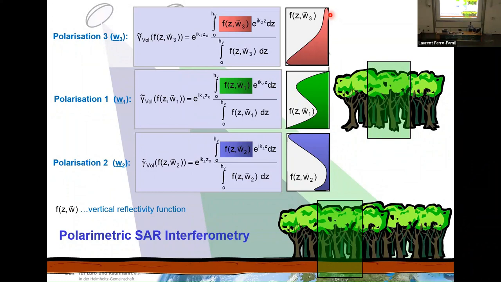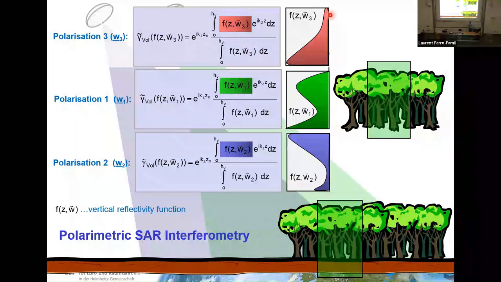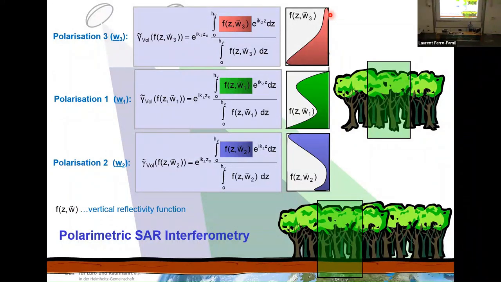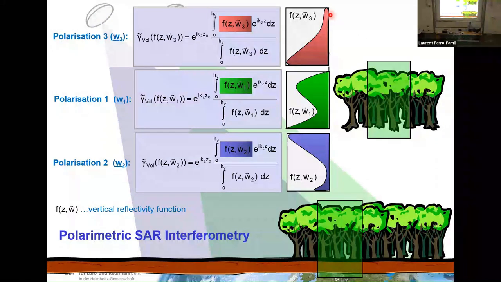But what you can do, you remember at the very beginning, I was saying what you like to consider are the phase differences. And therefore here you have a case in which what you may like to do to separate scatterers, if they are at different heights in this case, for instance, then you like to maximize the phase difference. So the difference of the phase centers of the different polarizations.